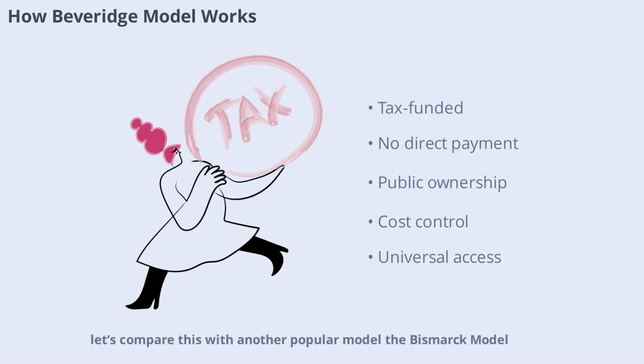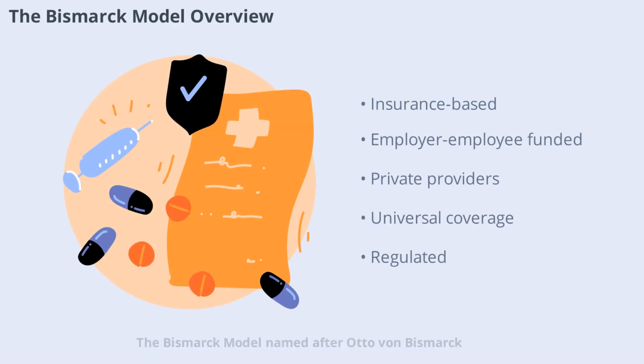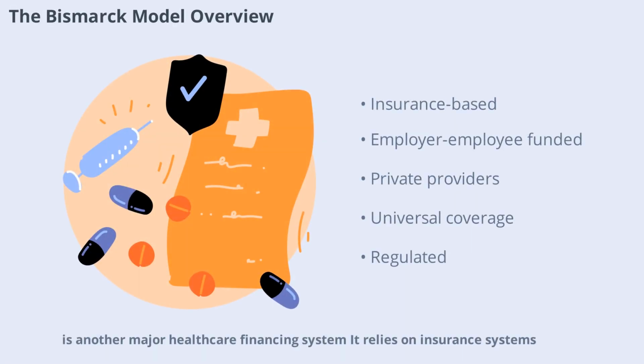Now let's compare this with another popular model, the Bismarck model. The Bismarck model, named after Otto von Bismarck, is another major healthcare financing system. It relies on insurance systems, usually financed jointly by employers and employees through payroll deductions. Unlike the Beveridge model, hospitals and doctors are often private, but the system is tightly regulated by the government to ensure everyone is covered. Countries like Germany, France, and Japan use this model.